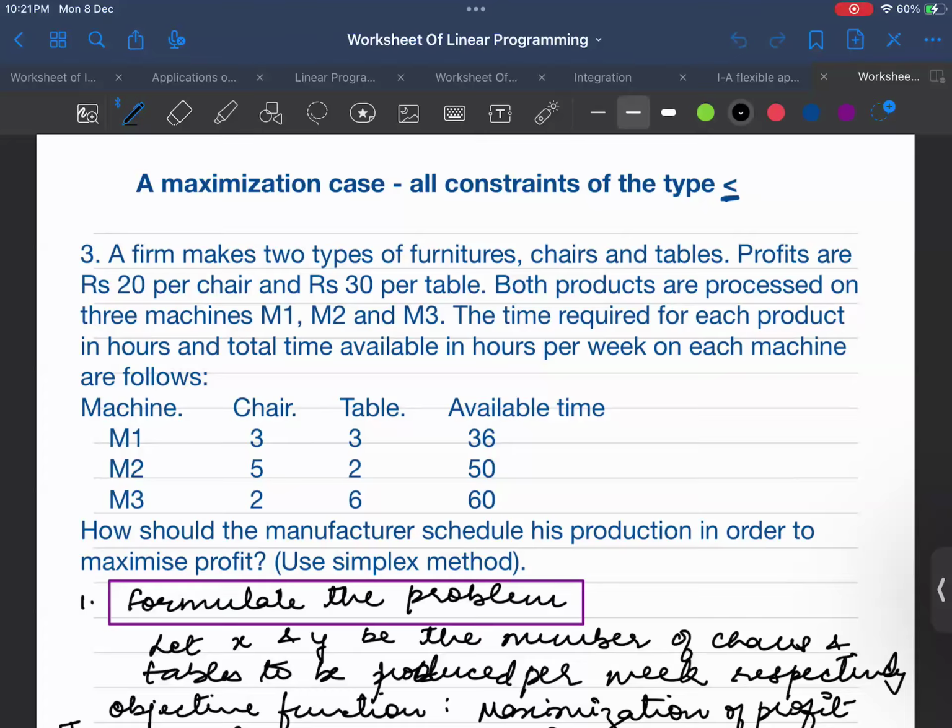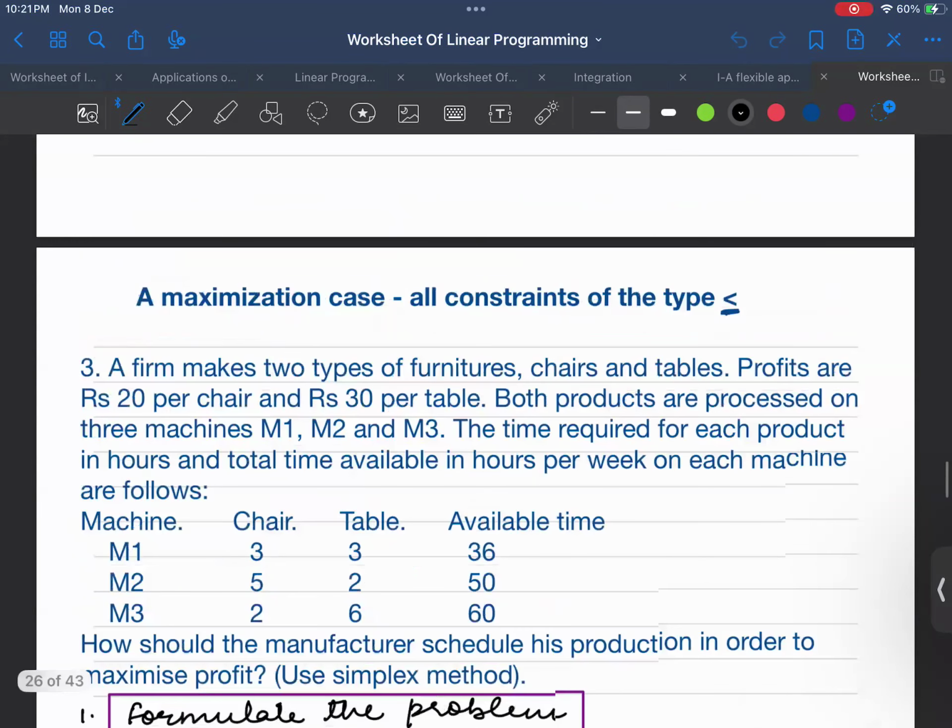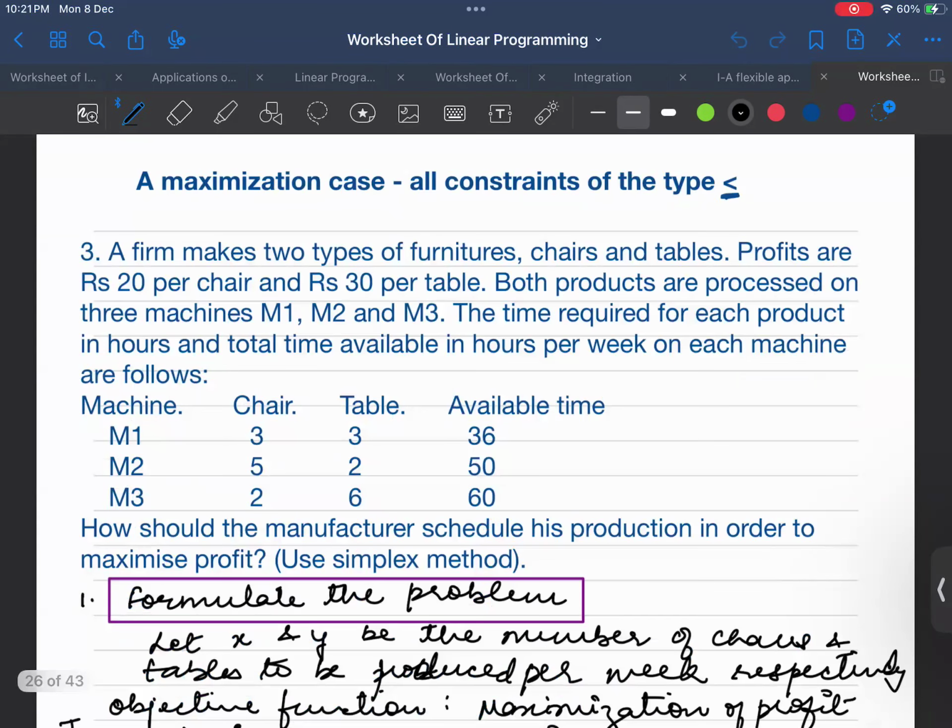Okay, in the previous video, we were talking about the case of maximization where all the constraints were of the type less than or equal to. We had started with this question: a firm makes two types of furniture, chairs and tables. You can check that in the previous video. In this session, we will discuss a little bit more, but let me first revise everything we have covered in fast mode.